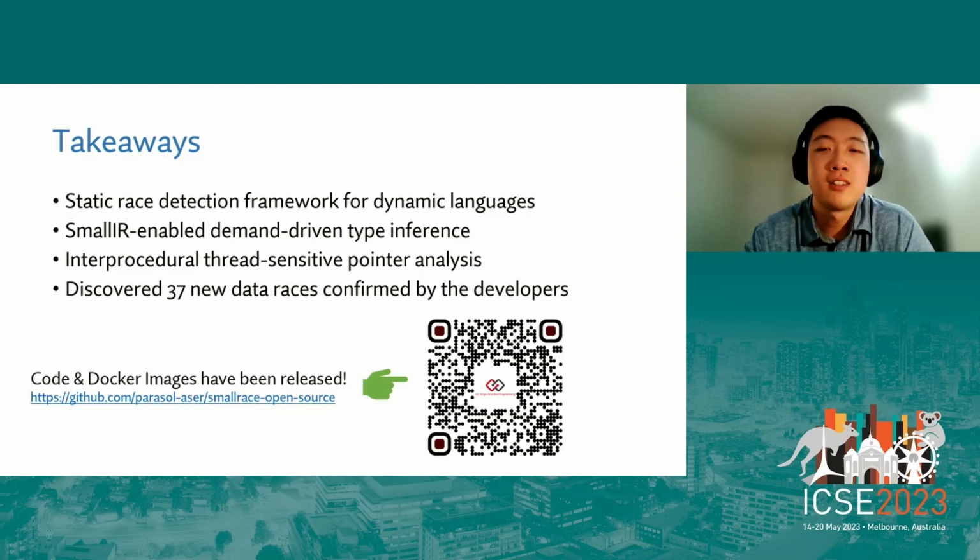Our evaluation shows that SmallRace is fast, precise, and scalable. It has discovered 37 real data races confirmed by developers. There is still room for improvement. The precision of the underlying data flow analysis and type inference can be further improved with the implementation of more language features. We'll leave those as future work. Thank you all for your time, and I'll be happy to answer all your questions.